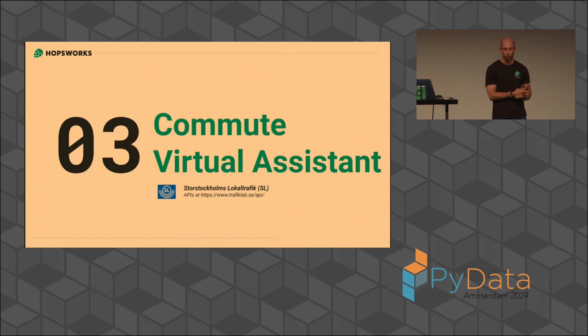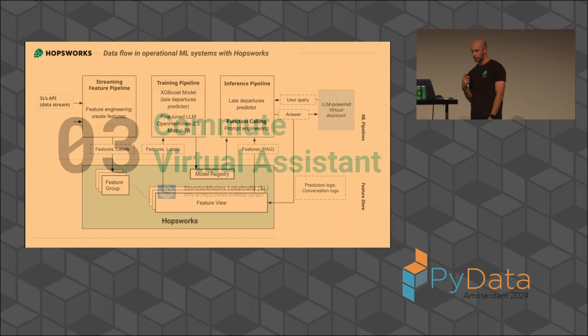So now, what about the Commute virtual assistant? We want to build an assistant that, in this case, will take information from SL, which is Stockholm Local Traffic, the public transport in Stockholm. They provide APIs to retrieve real-time information of departures at different stations. And you can see the scheduled times, expected times, if there are delays, issues, deviations, and these kinds of things.